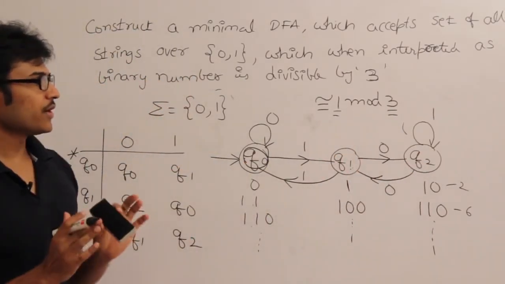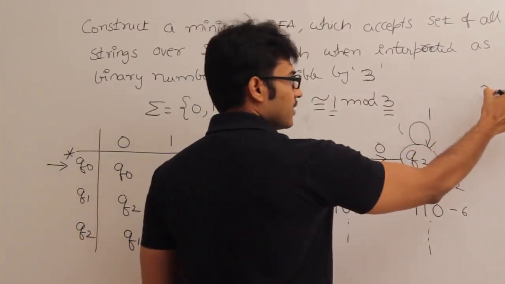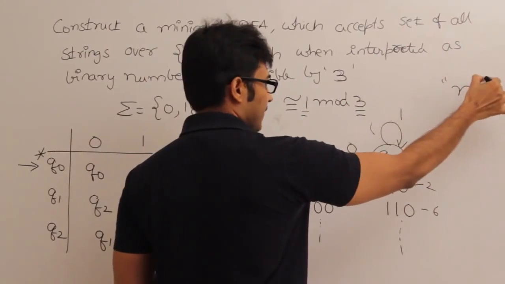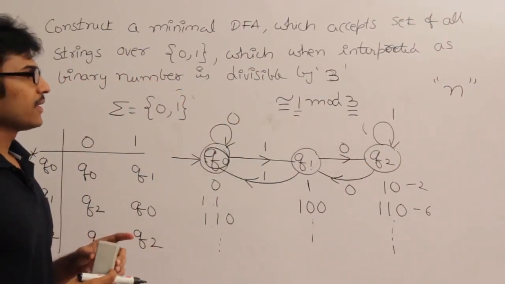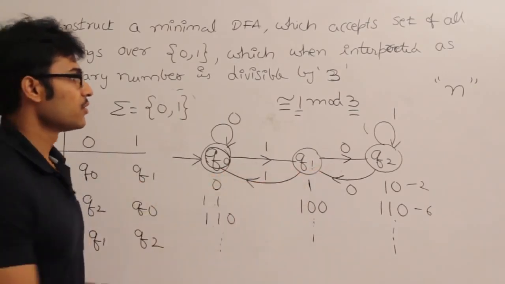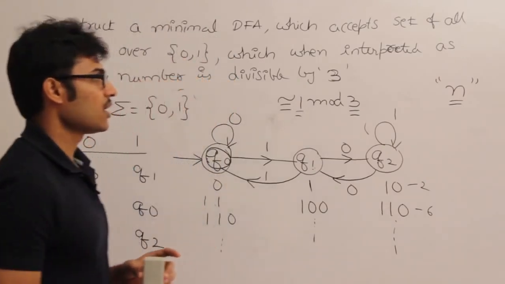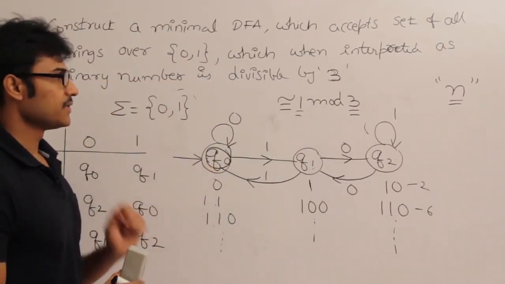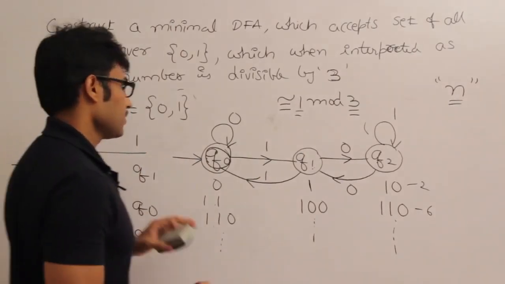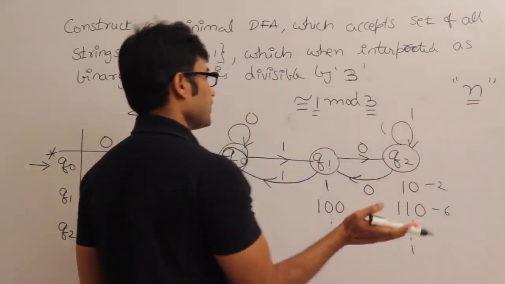There are some points worth noting here. If the question is about divisibility by n, then the number of states in the DFA is going to be n itself. If the question is all about divisible by n, then the number of states is going to be n itself. If the question is about divisible by, okay, we shall extend it later.